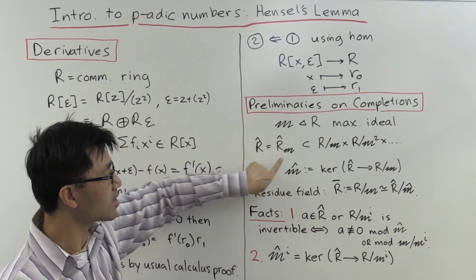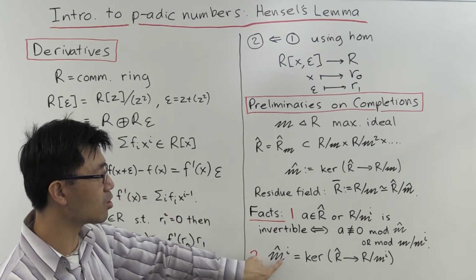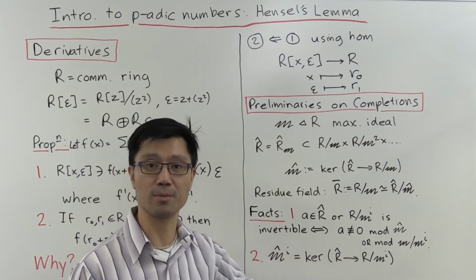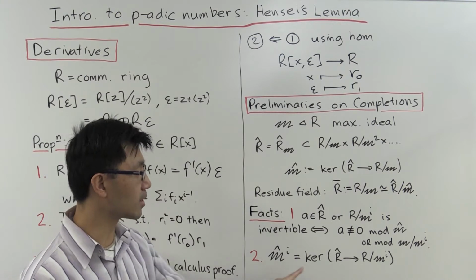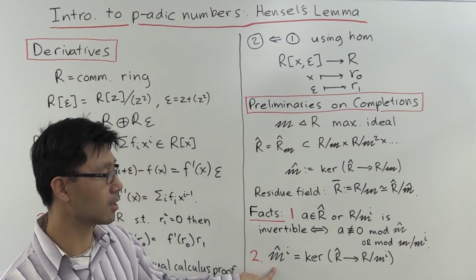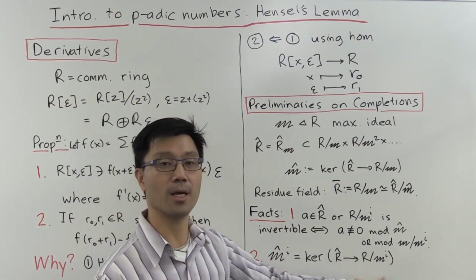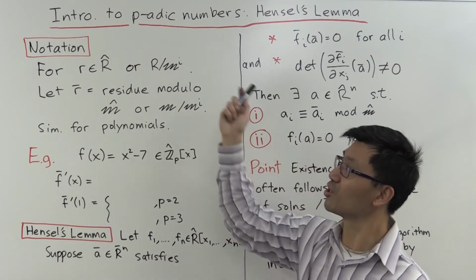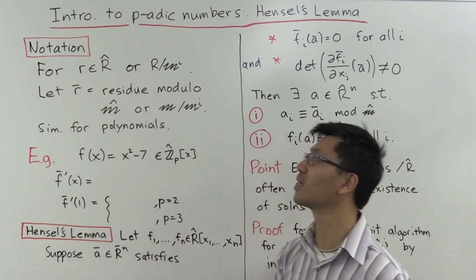Okay, if you look at this ideal here and you raise this to the power of I, then you will find that it is equal to the kernel of this map here. So you also get the fact that R hat mod the ith power of this M hat is also isomorphic to R mod M to the I. To state Hensel's lemma, we need to introduce a little bit more notation.